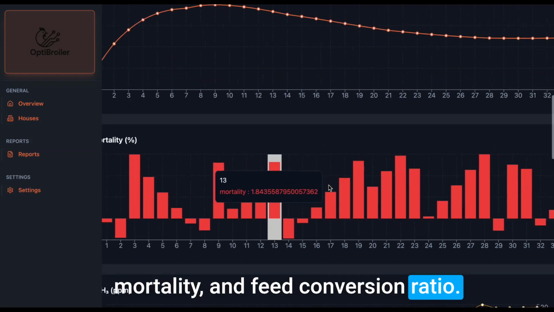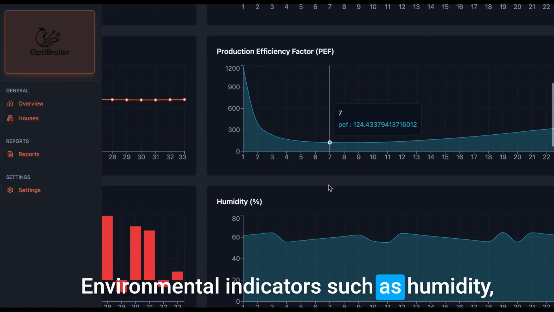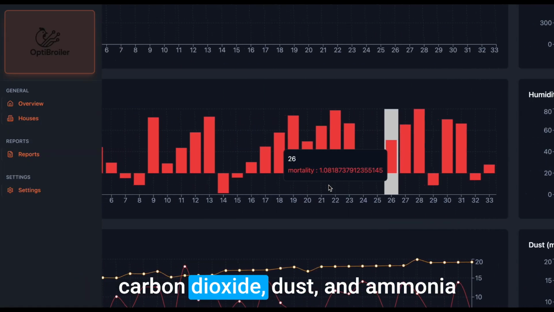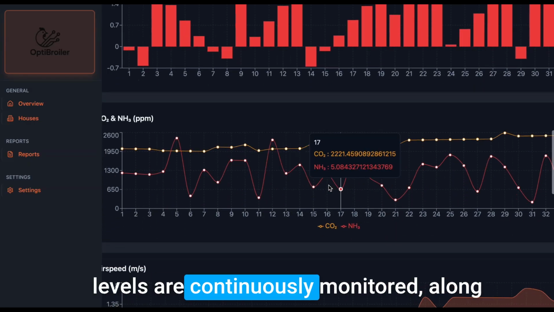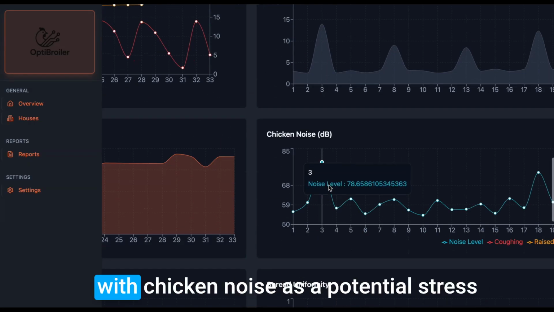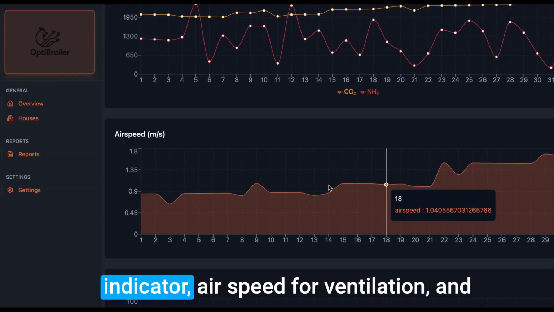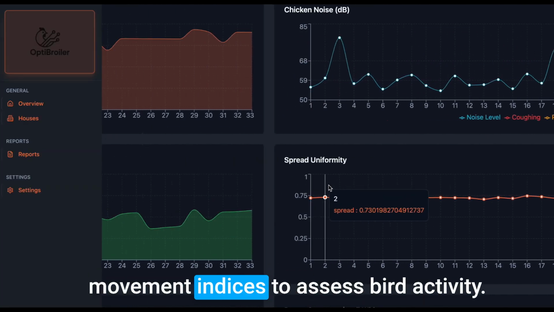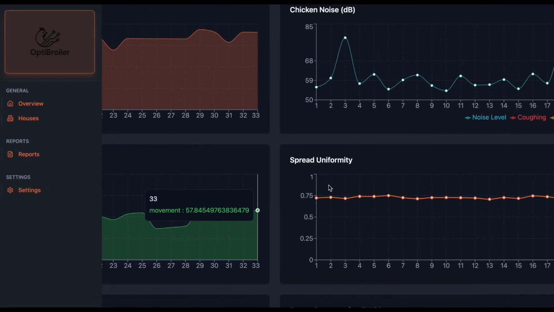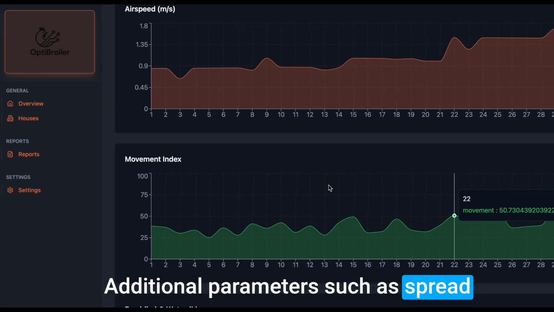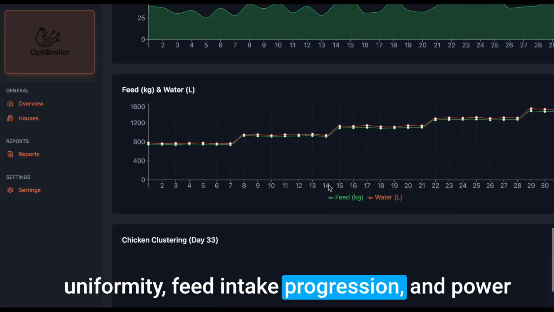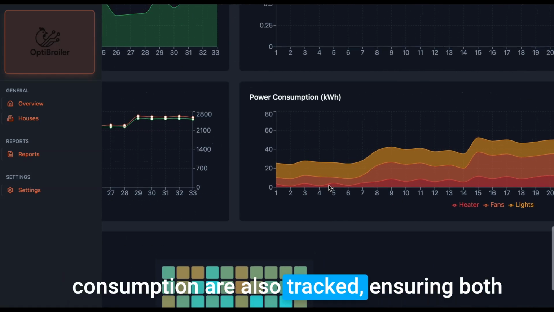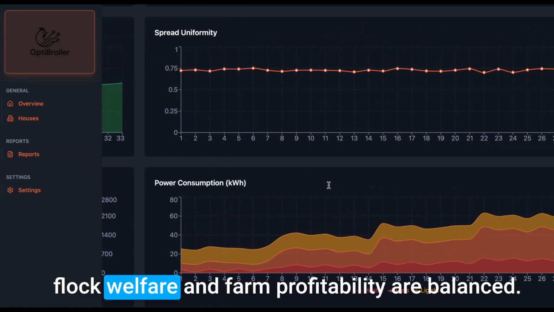Environmental indicators such as humidity, carbon dioxide, dust, and ammonia levels are continuously monitored, along with chicken noise as a potential stress indicator, airspeed for ventilation, and movement indices to assess bird activity. Additional parameters such as spread uniformity, feed intake progression, and power consumption are also tracked, ensuring both flock welfare and farm profitability are balanced.